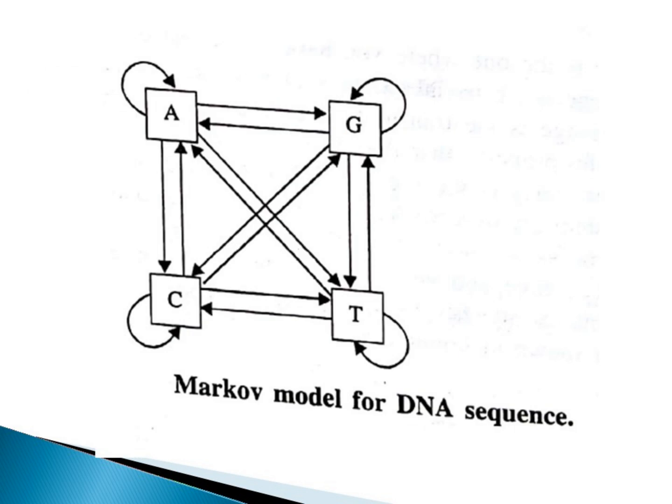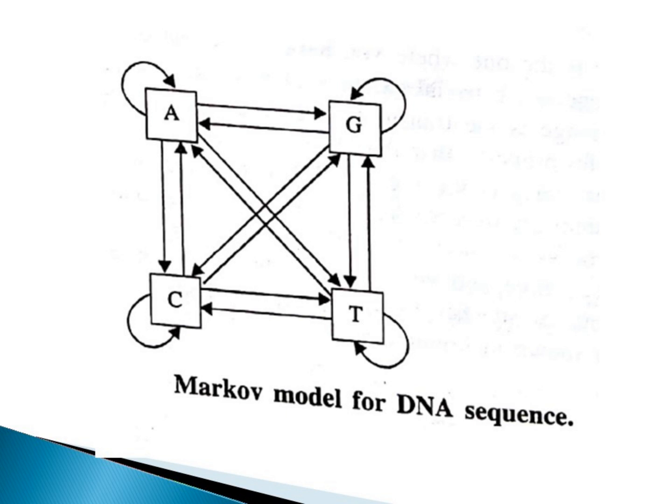This figure shows the Markov model for DNA sequence. The arrows show the various transitions in the model. That is, after the sequence letter A, the next symbol can be either A itself, or G, or T, or C. So all the transitions from all the symbols are shown in this Markov model for DNA sequence.